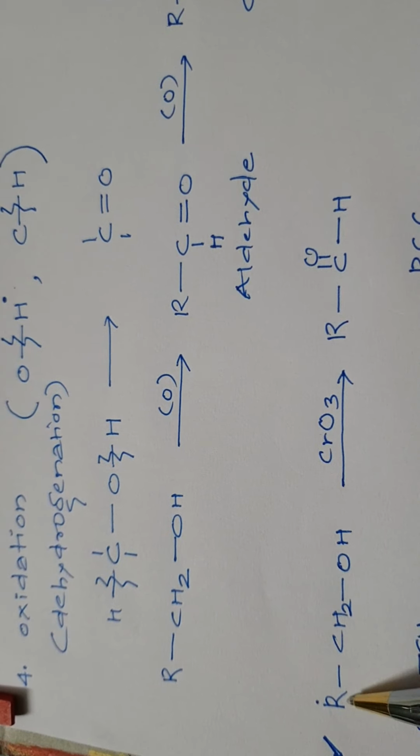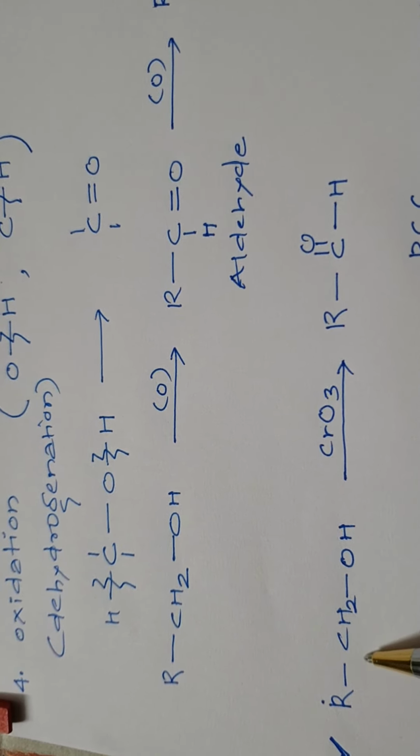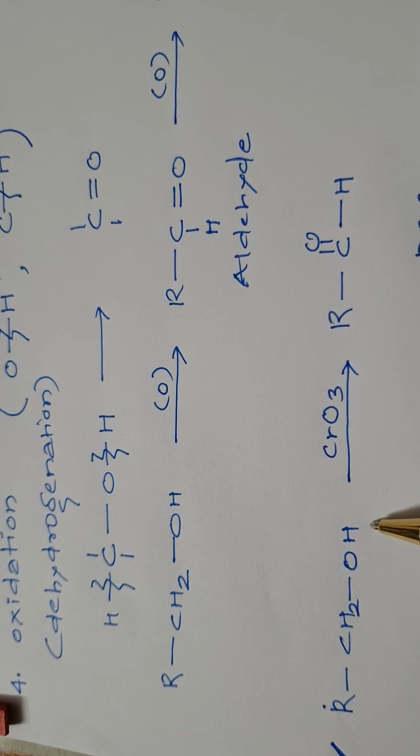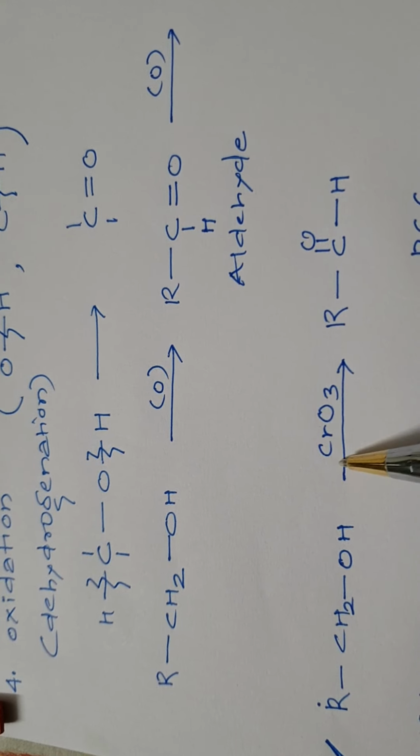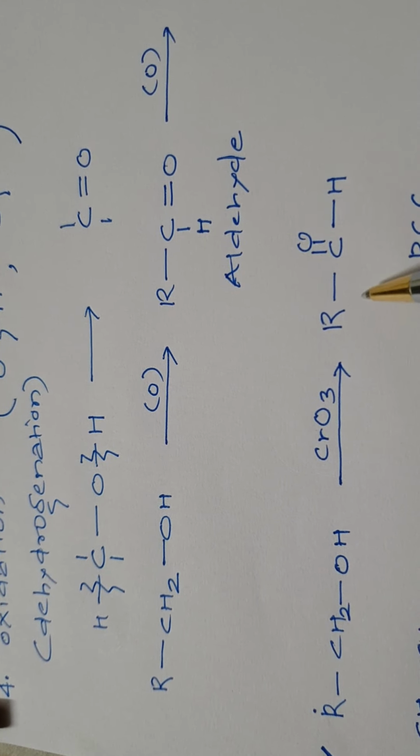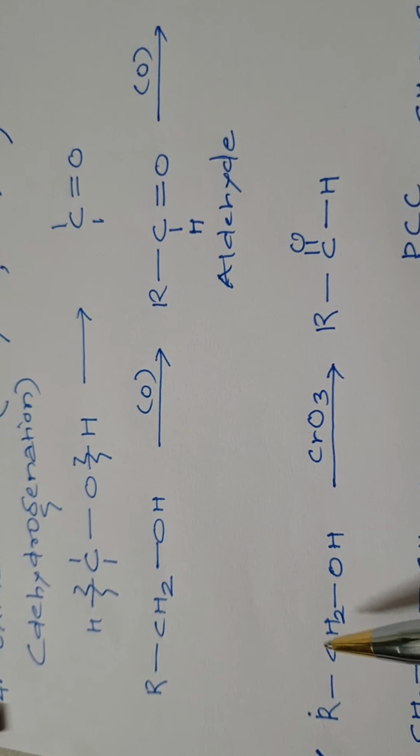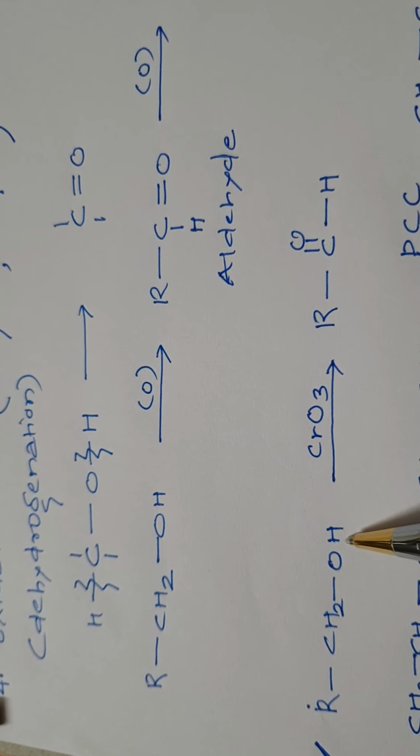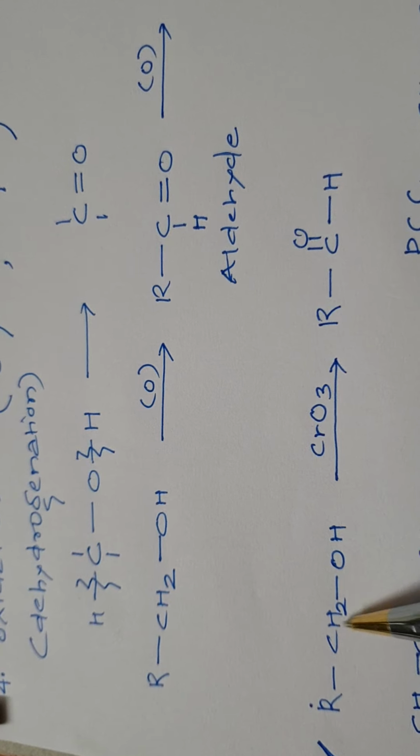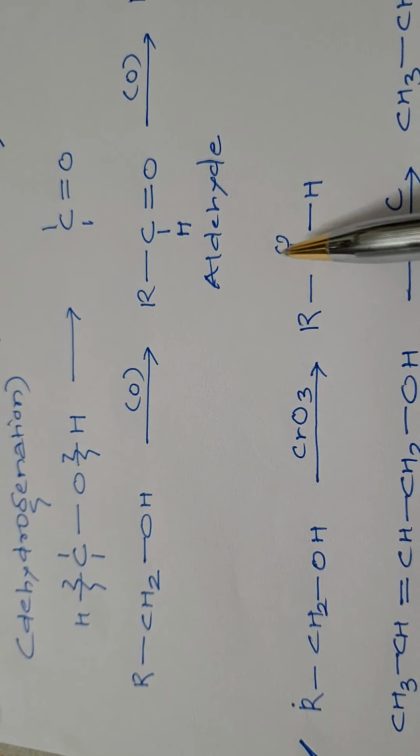So, let us see the first example. We have RCH2OH, which is an example of a primary alcohol. We are making use of chromium oxide, which is an oxidizing agent, to give us aldehyde as our product. So, hydrogen from the carbon and hydrogen from the oxygen have been removed. You are left with one hydrogen over here, that's been shown here, and a double bond to O.